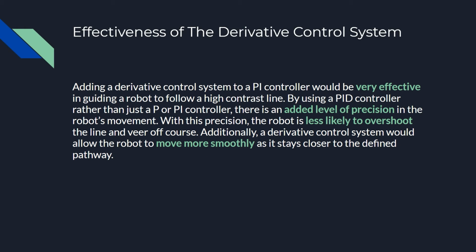And in terms of effectiveness, adding derivative control to a PI system, making it a PID system, would be very effective for our robots that we use, because our robots are small masses and they could go through changes within the servos and the differences. By using a PID controller rather than just a PI controller, you have an added level of precision. And so the robot's less likely to make a quick change and veer off course, so it's going to stay closer to the line, which allows it to follow the line at a more effective rate.